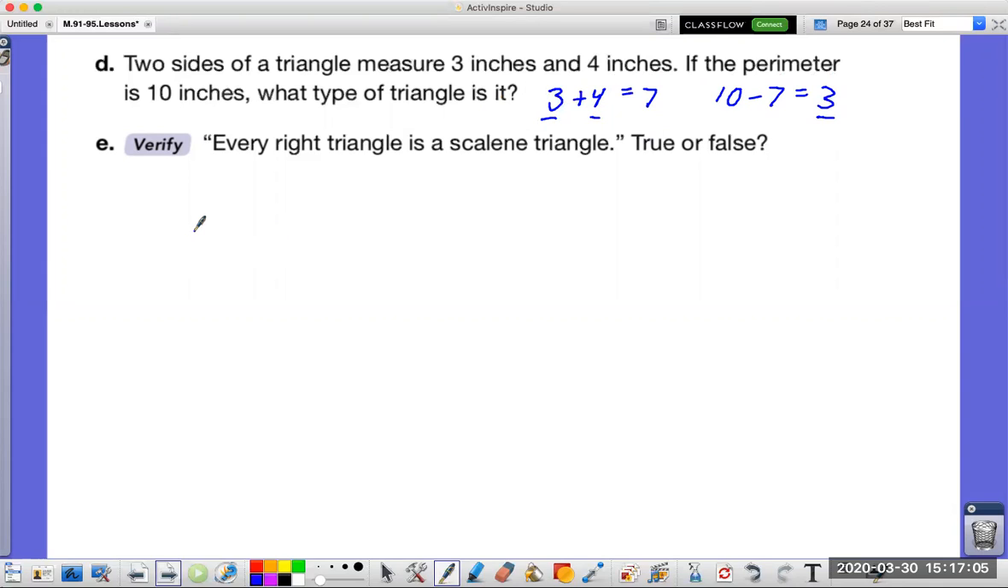Let me just do a quick drawing of it. If one side is 3 inches, and another side is also 3 inches, and another side in this case would be 4 inches, it's supposed to be longer. Might not look like it, but in this case, this side is the same as this side, and this side is a different length. So what do you call that? If you're basing it on the sides of the triangle, in this case, it would be an isosceles.